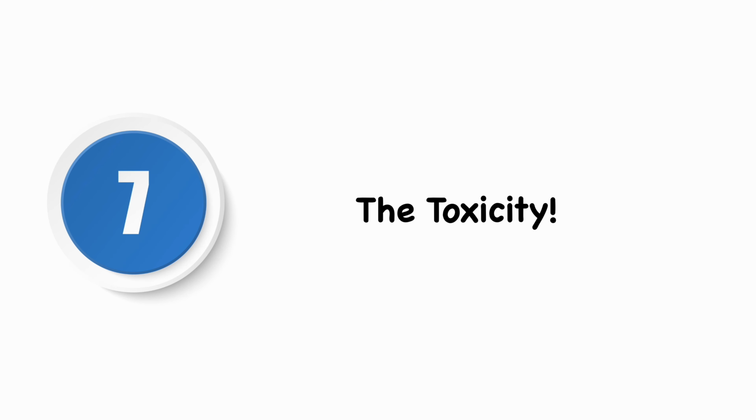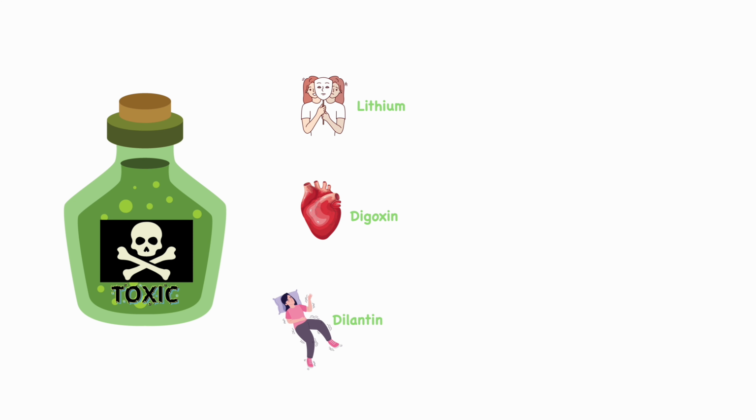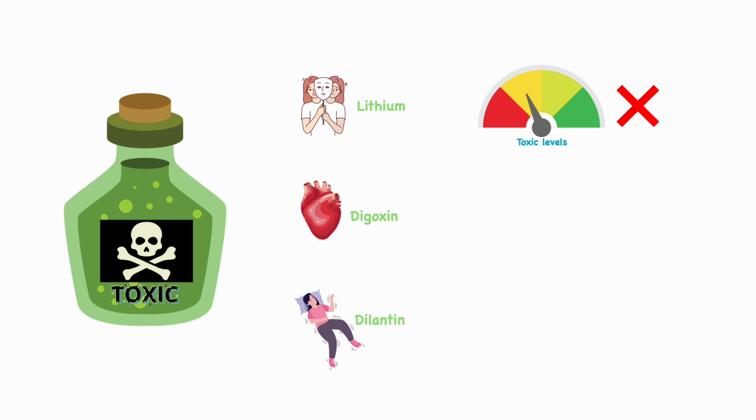Tip number 7. The toxicity. Recognizing medication toxicities is essential, such as lithium, digoxin, and phenytoin, Dilantin. However, you do not need to memorize toxic levels.